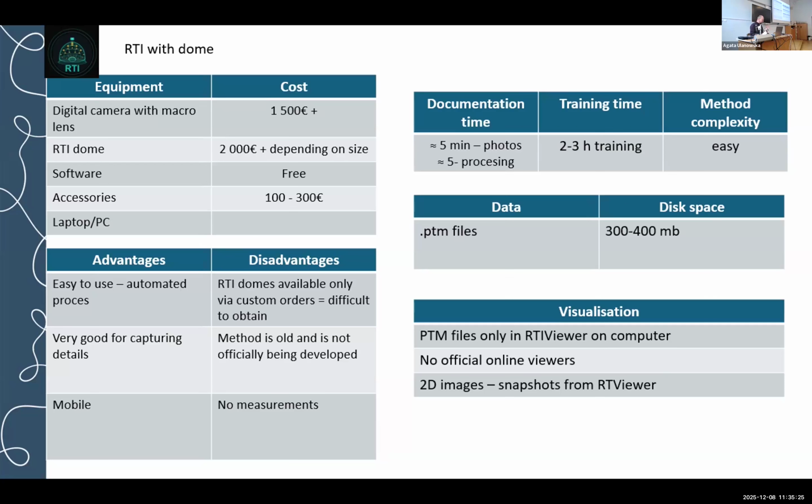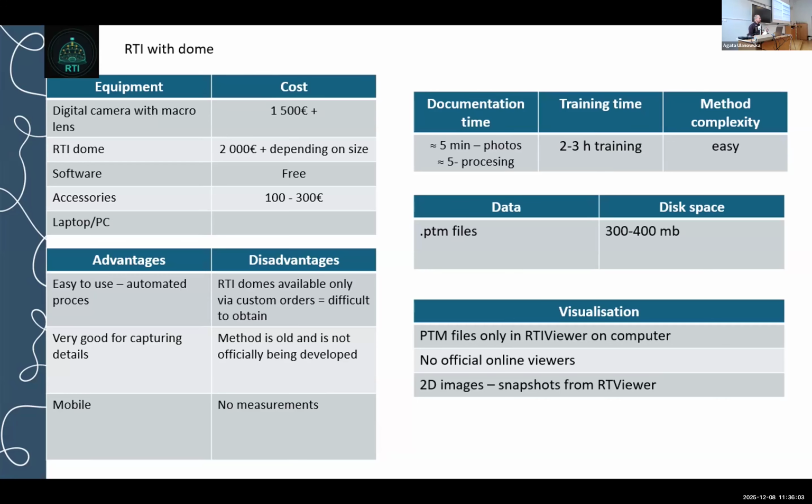This method, like I told, is very, very easy. And with the dome, it's extremely easy. It's very good for capturing details of an object, and it is mobile. The disadvantage is the availability of RTI domes, because there are no shops where you can just go and buy an RTI dome. They are custom made. So first of all, you need to find someone who will create this dome for you, and it's not very easy. In Poland, it's not easy. It is very hard to find someone who will create this type of device for you.